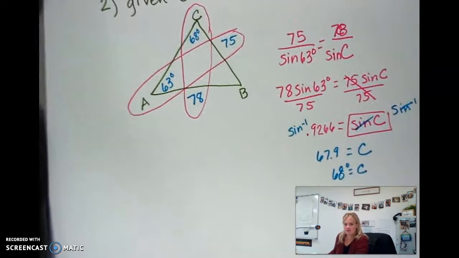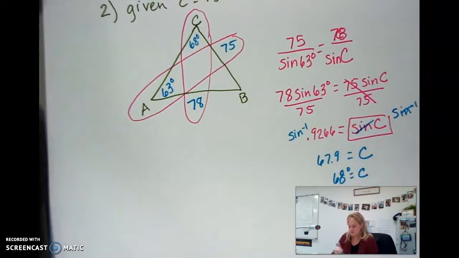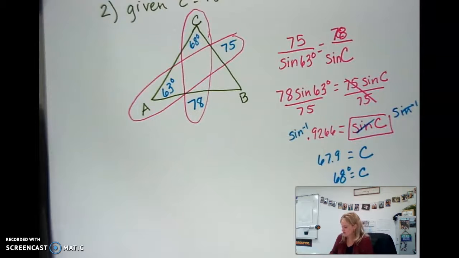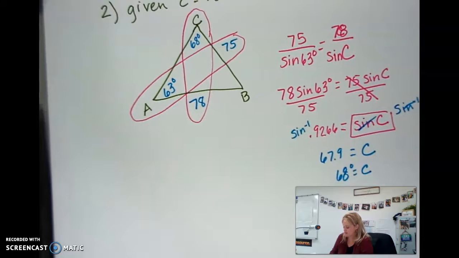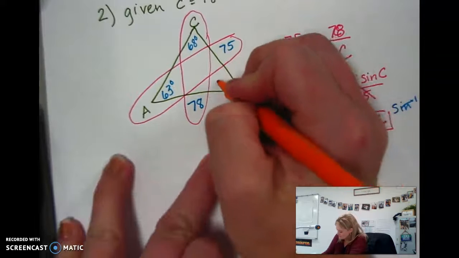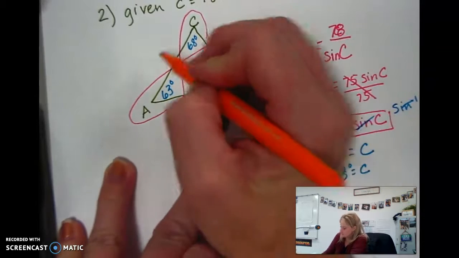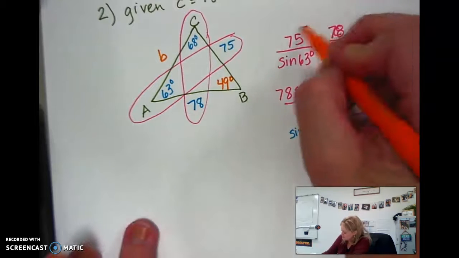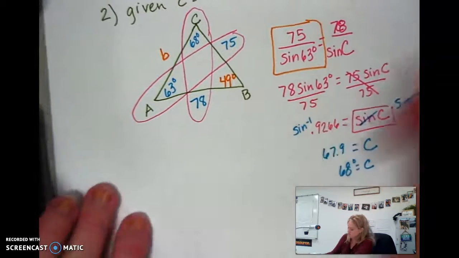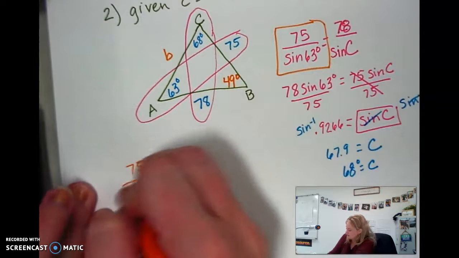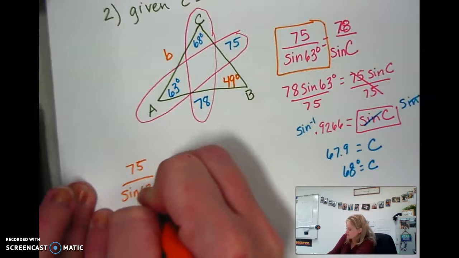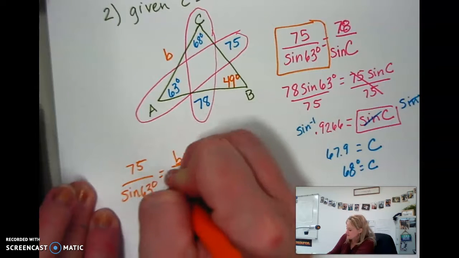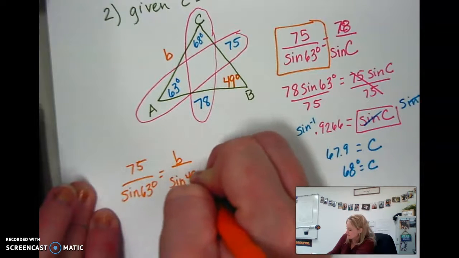Now, I'm missing all parts to B, but what do we know? We know two angles, so 180, take away 63, take away 68, leaves us with 49 degrees here. And now I'm able to find B. So I'm going to go back to my original. 75 is to the sine of 63 degrees, B over the sine of 49 degrees.